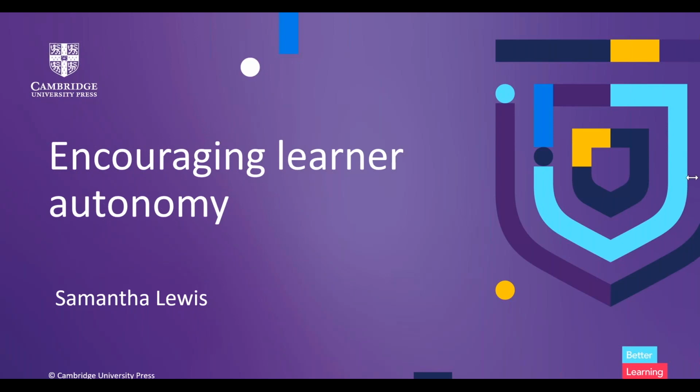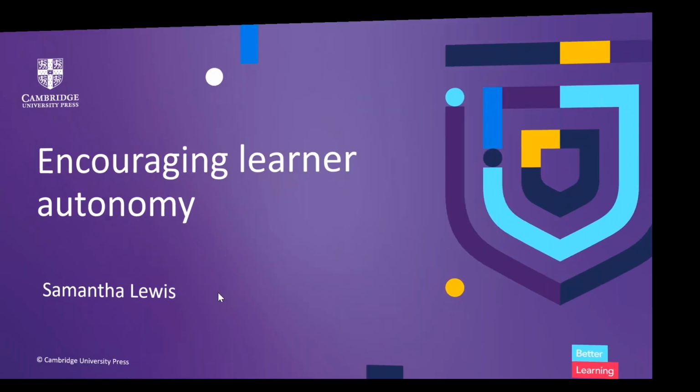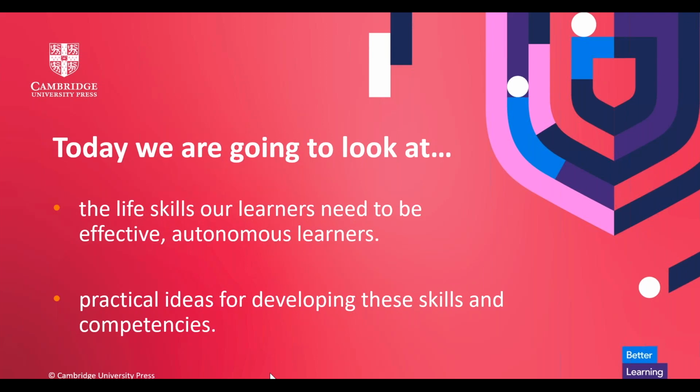Okay, so we're going to be looking at how to encourage learner autonomy in the classroom. And we're going to be looking at two different things. First of all, the life skills our learners need to be effective autonomous learners, and also practical ideas for developing these skills and competencies. Thinking about our learners, the more responsibility they take and the more interest they have in their own learning and the more personalised it is, the better their learning will be. After identifying these skills, which will help the learners take control of their own learning, we'll look at some practical ways that you as teachers can help them to develop them in the classroom.